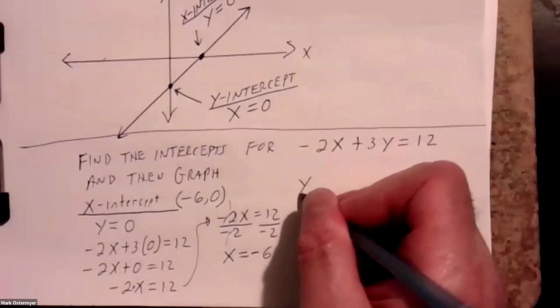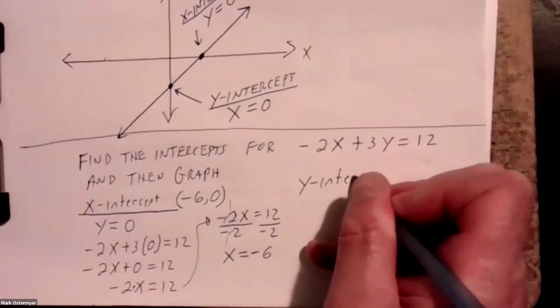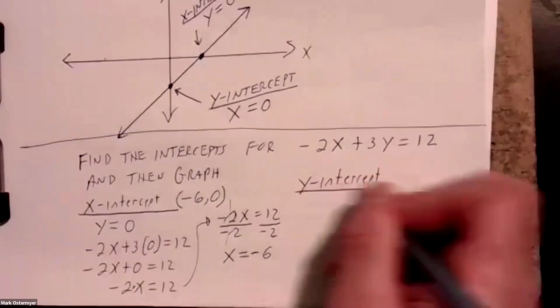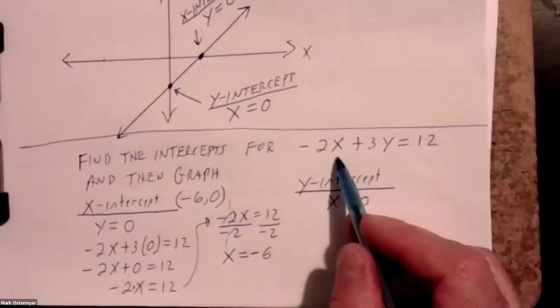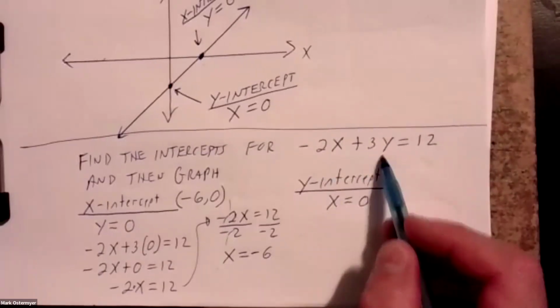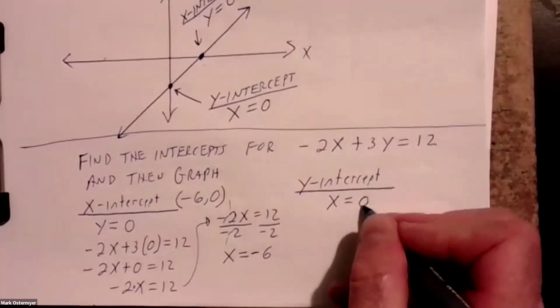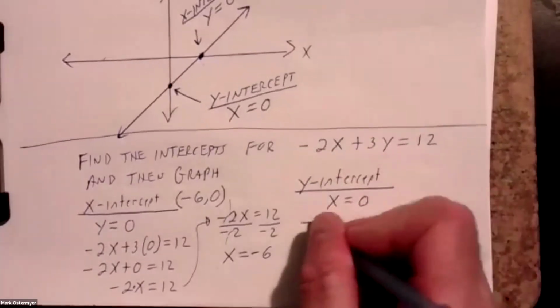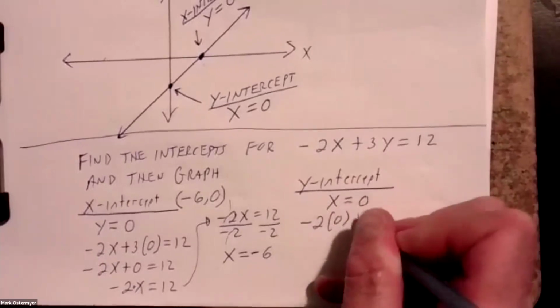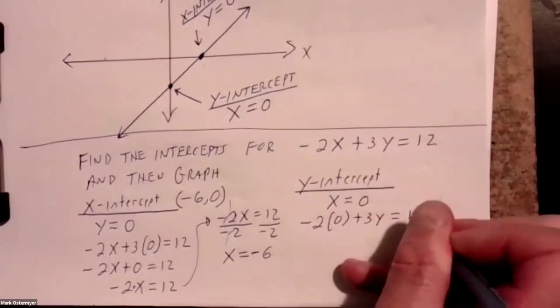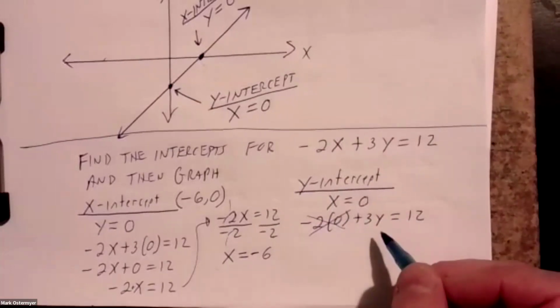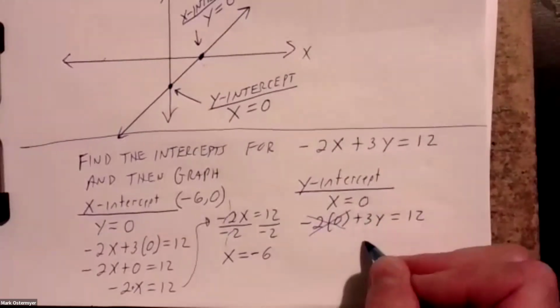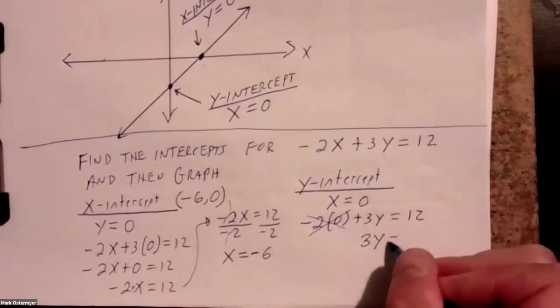Let's now find the y-intercept. What do I always set equal to 0 to find the y-intercept? X. The x variable. Take 0, substitute it in for the x variable into the linear equation, and then solve the equation for y. Upon making the substitution, my equation becomes negative 2 times 0 plus 3y equals 12. Negative 2 times 0 is as good as gone. That's 0. And we're left with 0 plus 3y, which is just 3y, equal to 12.